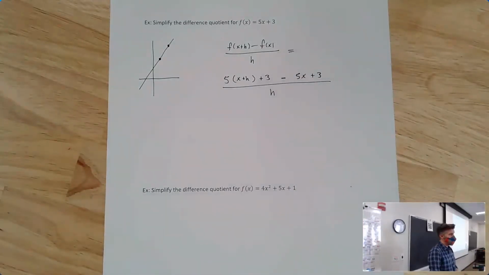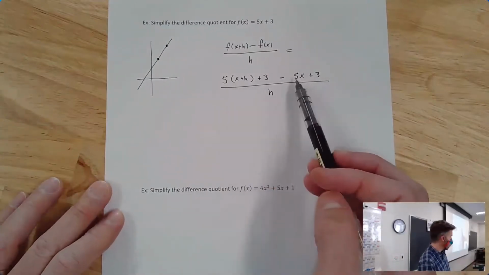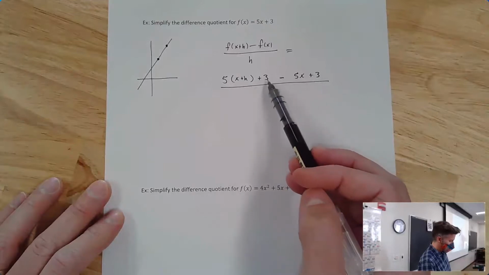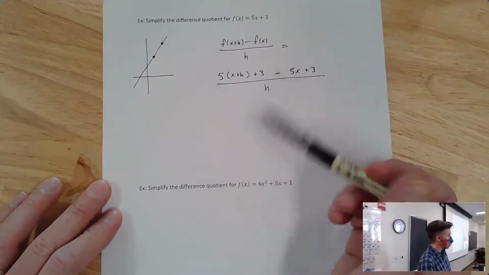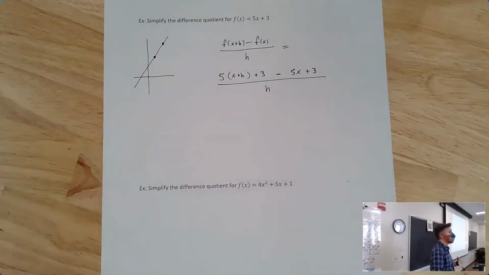It's a pretty big deal. If I start doing this, I'm going to get the 5x's to cancel. But 3 plus 3 is 6, and that's a problem. When I simplify the difference quotient, here's what should happen every single time. Everything that does not have an h in the numerator should cancel out, so that everything that's left does have an h, so that we can factor out an h and cancel with the one h in the bottom.